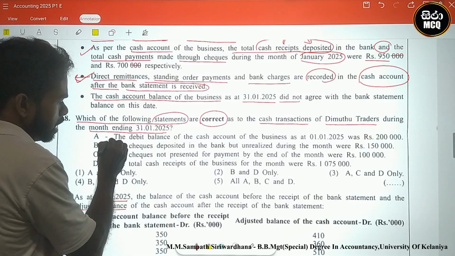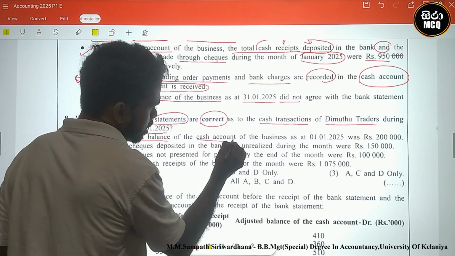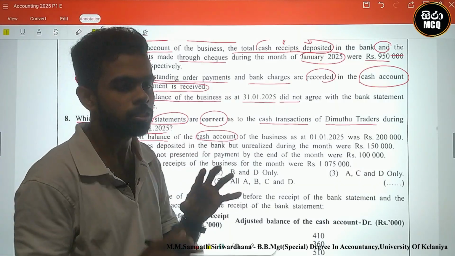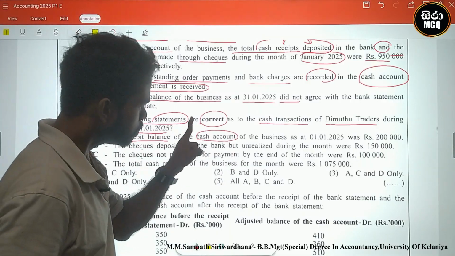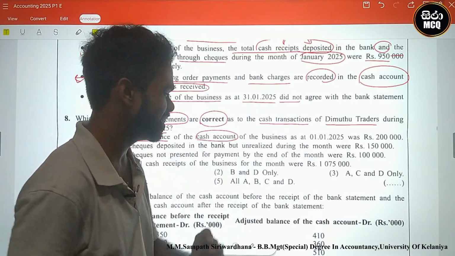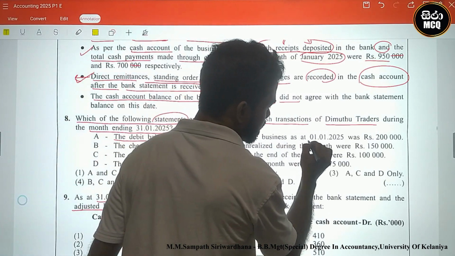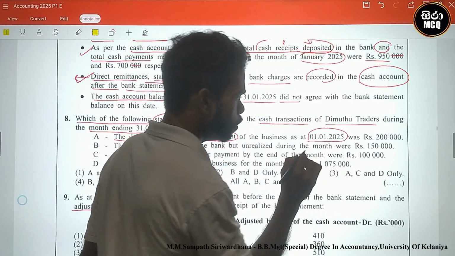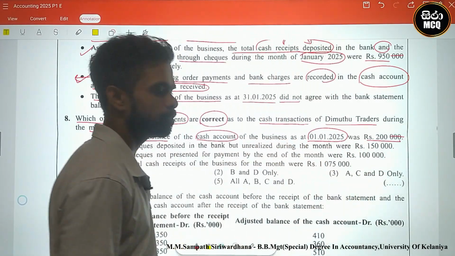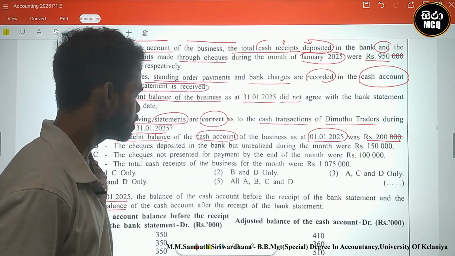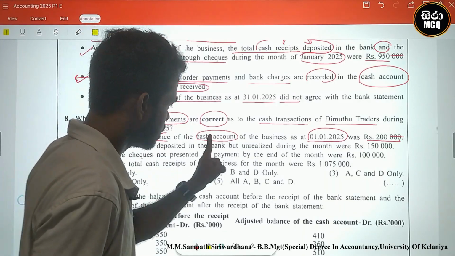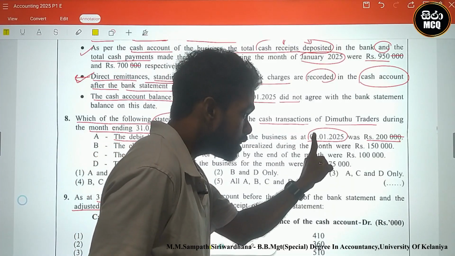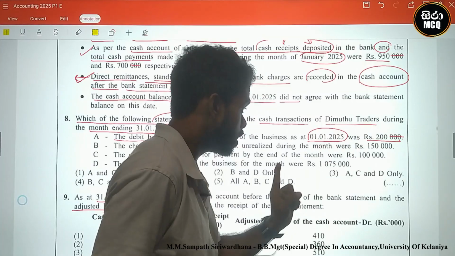The first one is the debit balance of the cash account. A debit balance of the cash account means the normal balance. The debit balance of the cash account is the normal cash balance. The balance of the business as at 1st January 2025, the opening, was 200. Is it true? Yes, look here.